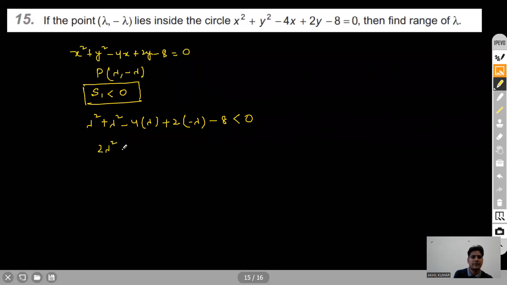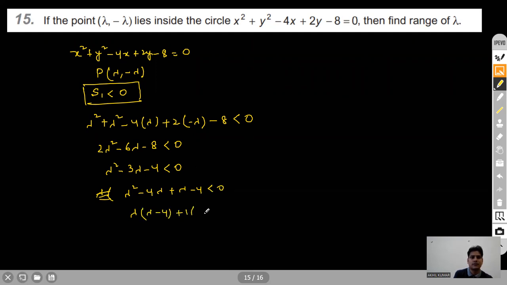So from here we get 2 lambda square minus 4 lambda minus 2 lambda, that will be minus 6 lambda, minus 8, that should be less than zero. Or we can say lambda square minus 3 lambda minus 4 should be less than zero. Further factorize it: lambda square minus 4 lambda plus lambda minus 4 less than 0. So lambda into lambda minus 4 plus 1 into lambda minus 4 less than 0. After factorization, it becomes lambda plus 1 into lambda minus 4 should be less than 0.